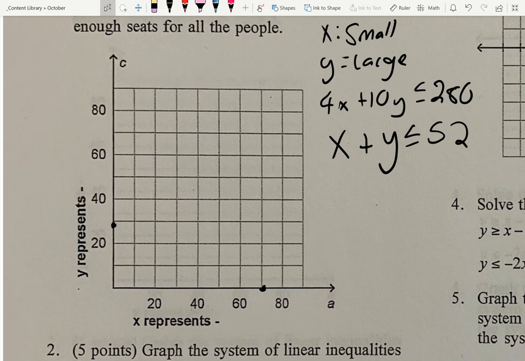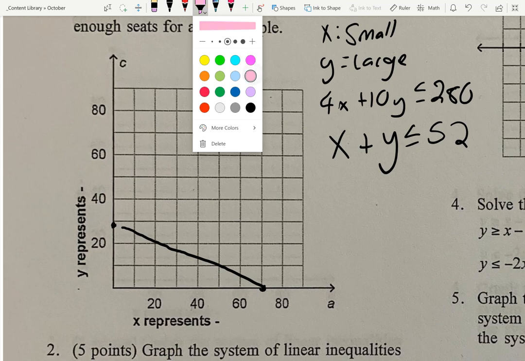You have the x-intercept there at 70. So we just connect that with a line as best we can. Okay. And we can have only 280 people in this, so we're going to shade below this. I'm going to use a highlighter. Let's use the pink highlighter, I guess, just for the sake of it.